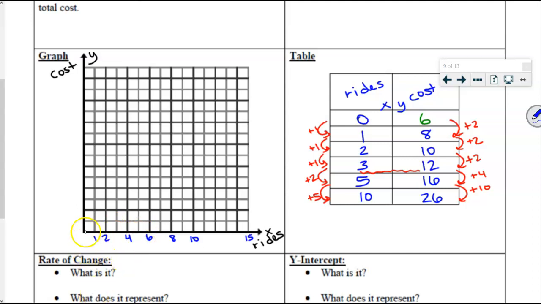Will you discuss at your tables, what do we want to scale the Y-axis by? What do I want to count by in the cost? Talk with your tables real quick. Ready, set, go.